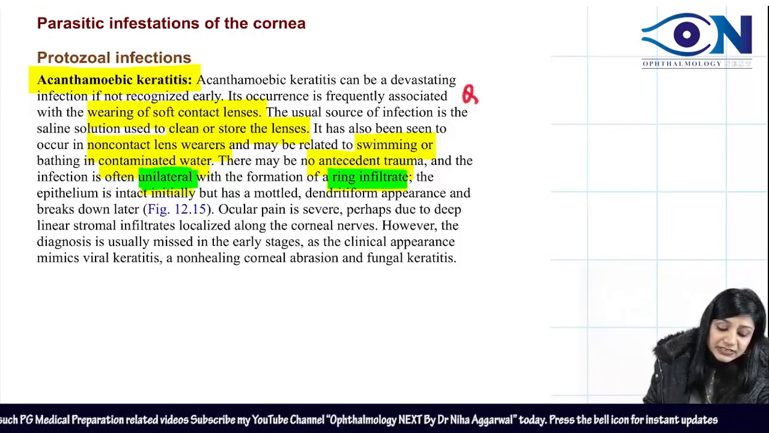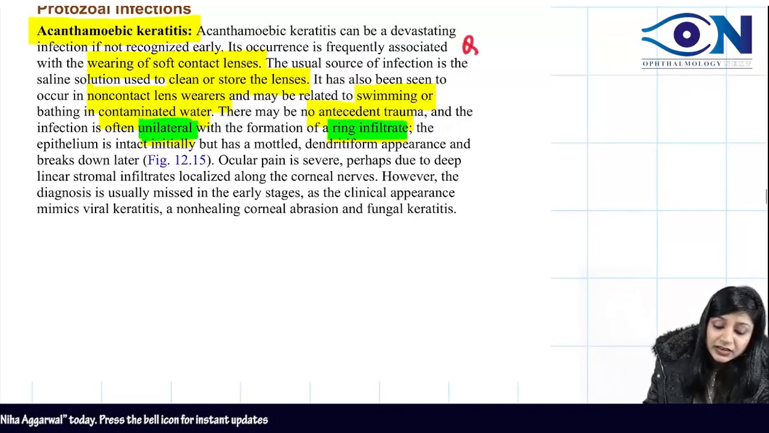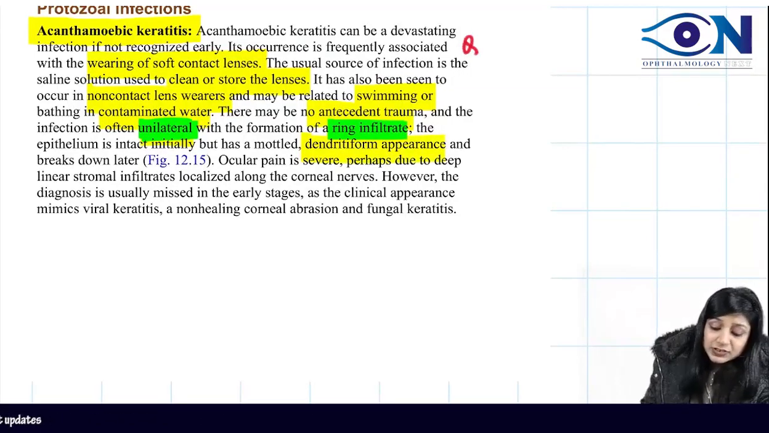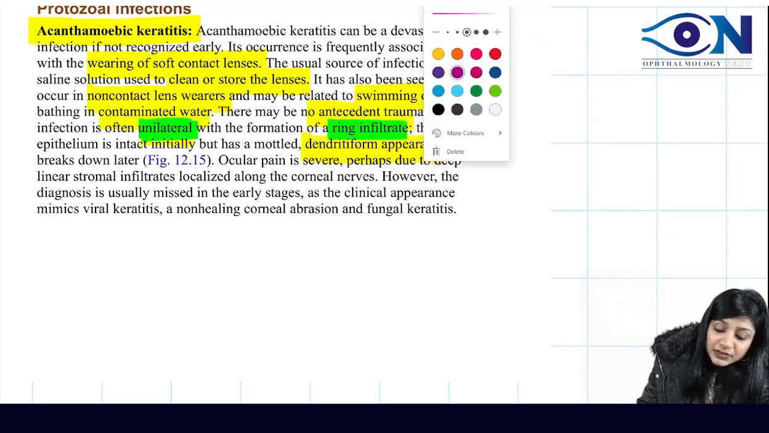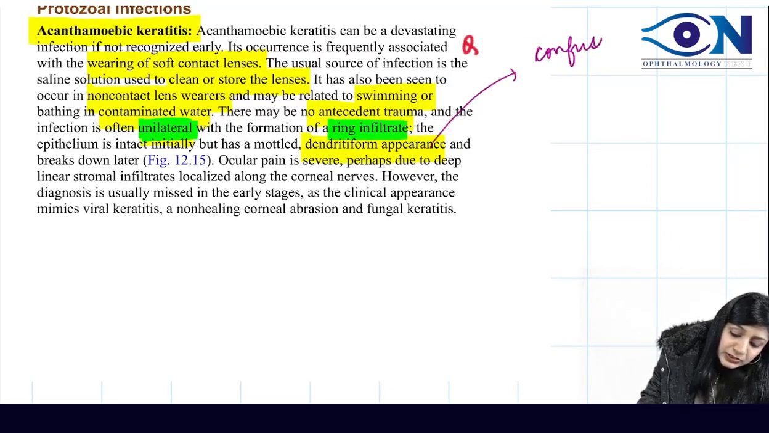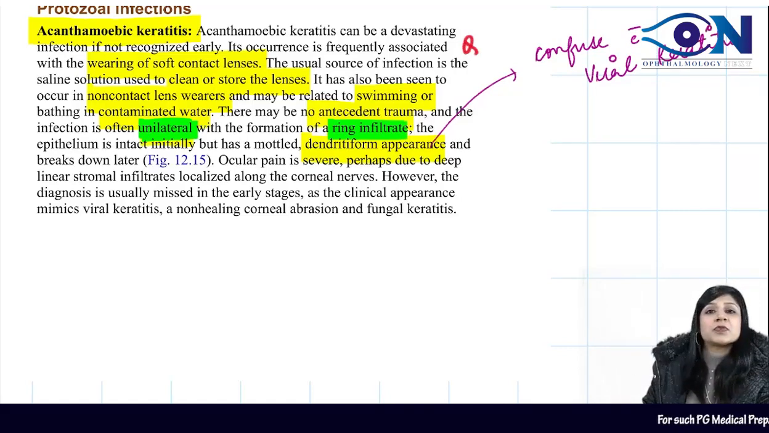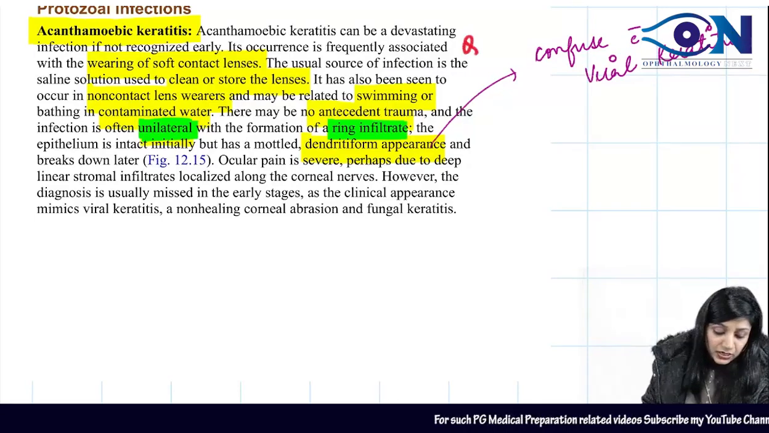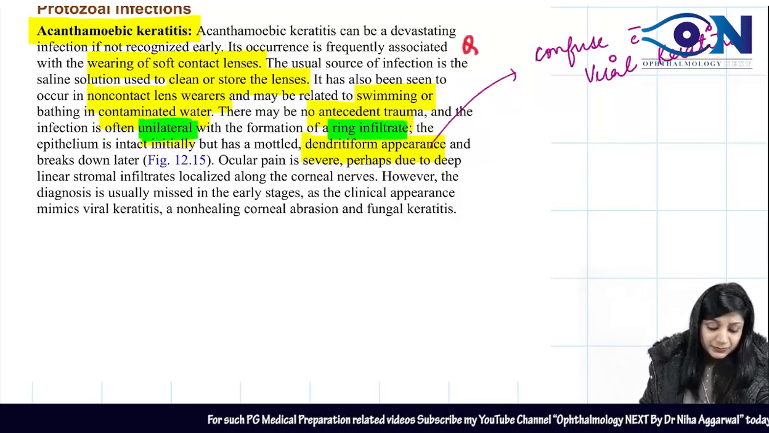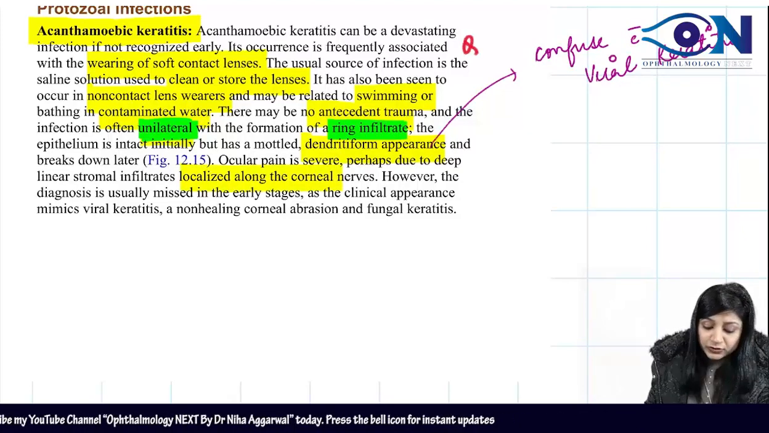The epithelium is intact initially but has a mottled dendritiform appearance. Now, another important thing is we have a dendritiform appearance, so due to the dendritiform appearance, it can confuse. We can confuse it with the viral keratitis. And because of contaminated water and the vegetative material, you can confuse it with the fungal keratitis also. Ocular pain is severe, perhaps due to the deeper linear stromal infiltrates which are localized along the corneal nerves.